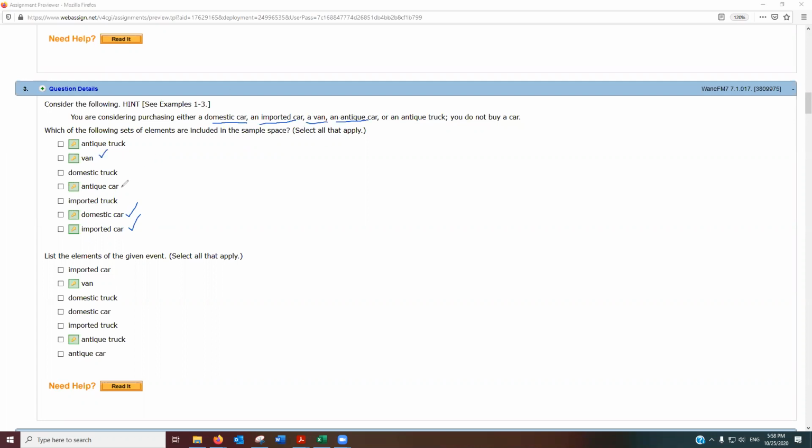Antique car. Here's antique car. Antique truck. Here's antique truck. I'm not going to pick domestic truck because that wasn't on the list of my purchasing options. I'm not going to pick imported truck. That also is not on my list. So I'm just picking the items that were in my sample space.